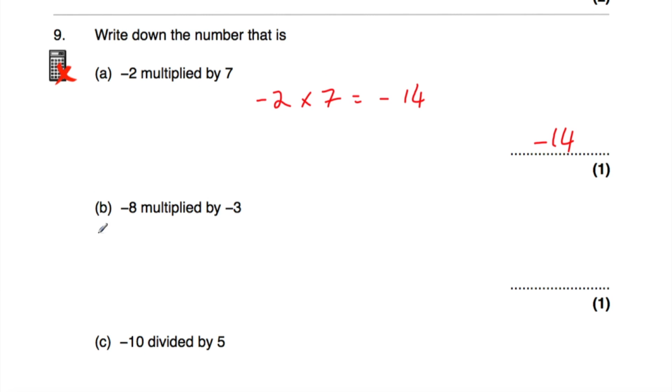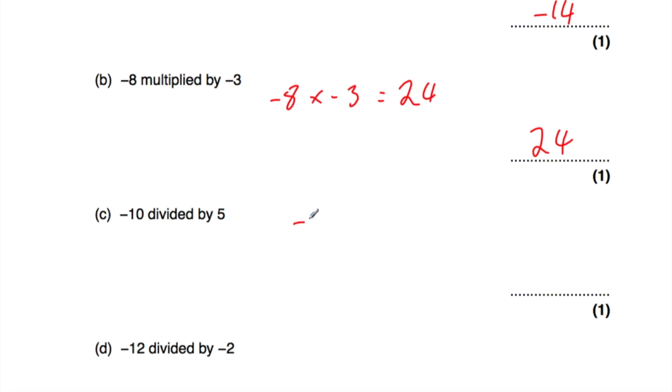Okay, part B. Part B says work out negative 8 multiplied by negative 3, so that's minus 8 multiplied by minus 3. We've got a negative times a negative, so it's a positive, and 8 times 3 is 24. So the answer will just be 24. Let's look at part C. Part C says to work out minus 10 or negative 10 divided by 5. We've got a negative divided by positive, and a negative divided by positive will be a negative. Then 10 divided by 5 is 2. So negative 10 divided by 5 would be negative 2.